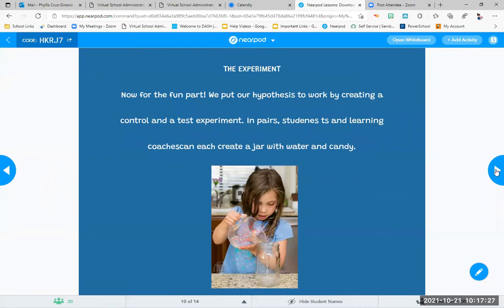And you're going to put water in each container. About a half a cup is fine. And a half a cup.